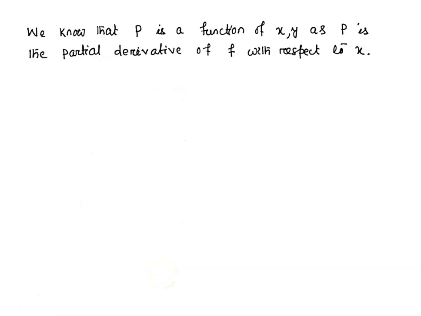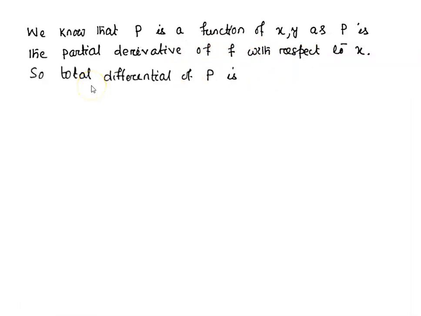We know that p is a function of x and y, as p is the partial derivative of f with respect to x. This we have seen in our earlier lecture, that partial derivative of a function f with respect to x is also a function of x and y. If f is a function of x and y, and if we find the partial derivative of f with respect to one of those variables, then the partial derivative is also a function of x and y. So our p is partial derivative of f with respect to x. So p is a function of x and y.